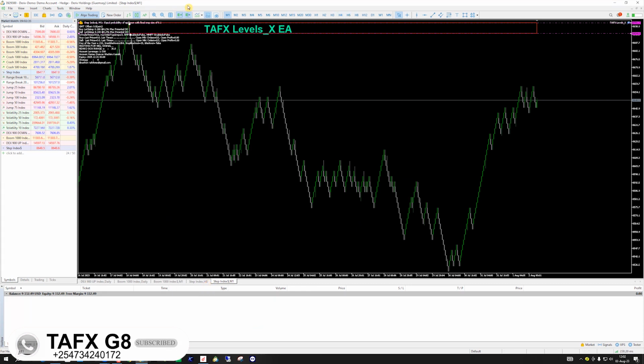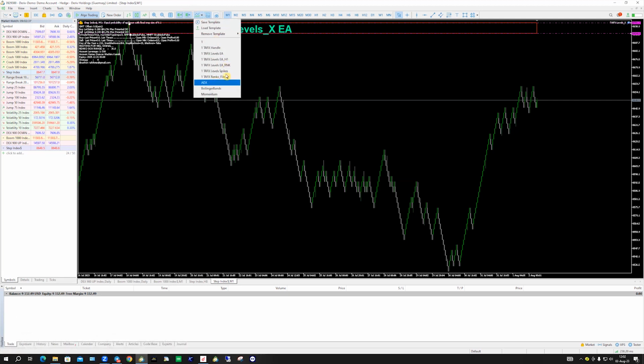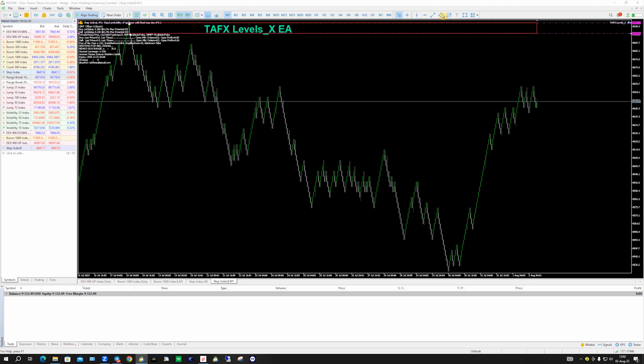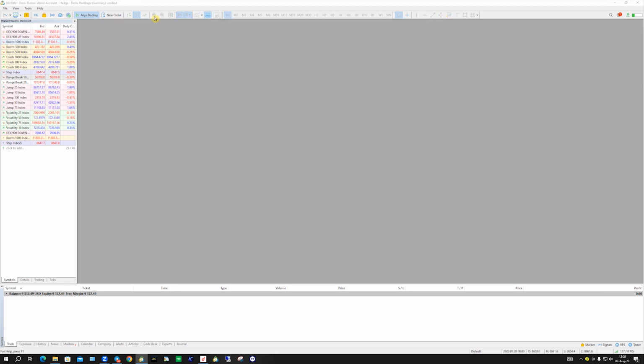Now, let us go to our next, and I think this is our last one now. Let us see how these levels can trade the spikes. All right, how can this happen, my friend? You want to tell me now the levels EA can also catch up with those spikes? Yeah, very possible. Let us delete all these ones and see what to do.